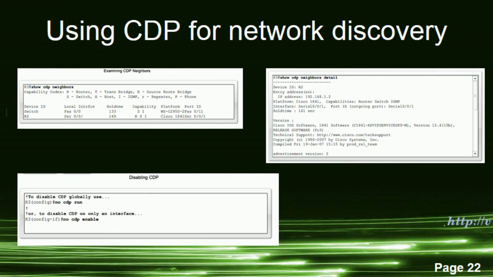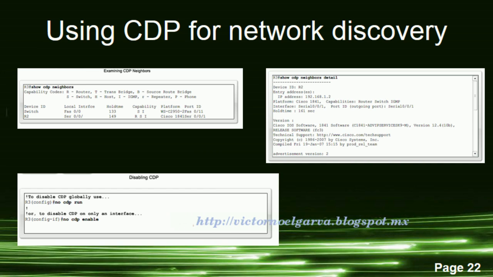CDP show commands. The information gathered by the CDP protocol can be examined with the show cdp neighbors command. For each CDP neighbor, the following information is displayed. Neighbor device ID. Local interface. Hold time value, in seconds. Neighbor device capability code. Neighbor hardware platform. Neighbor remote port ID. The show cdp neighbors detail command also reveals the IP address of a neighboring device.